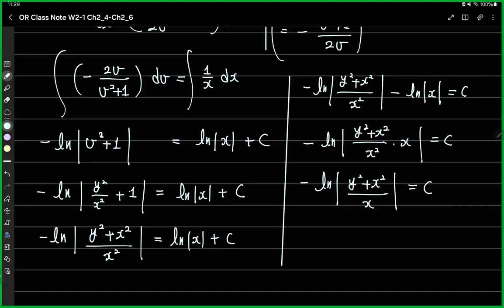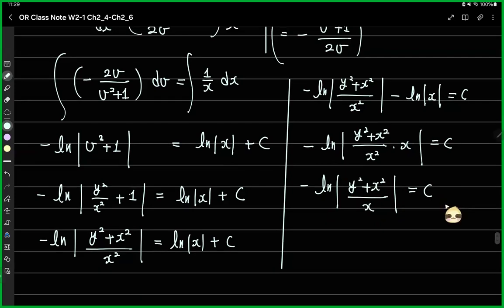This is equal to minus natural log of (y squared plus x squared) over x, equal to C. I don't think you can simplify much more. Maybe decompose the fractions, but let me stop here. So we got the implicit form of the solution, and C will be determined by the initial condition if the problem gives you the initial conditions.